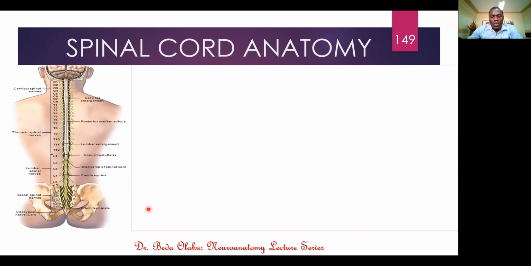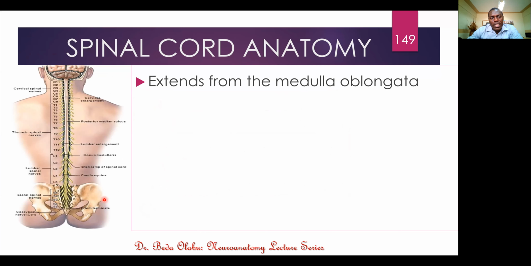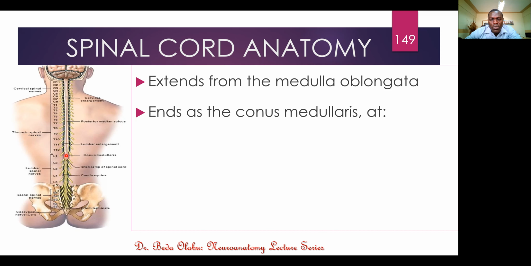So the spinal cord is located within the vertebral canal. It extends from the medulla oblongata. This is the region of origin of the spinal cord, the medulla oblongata. And it extends all the way to its termination. The termination of the spinal cord is known as the conus medullaris.